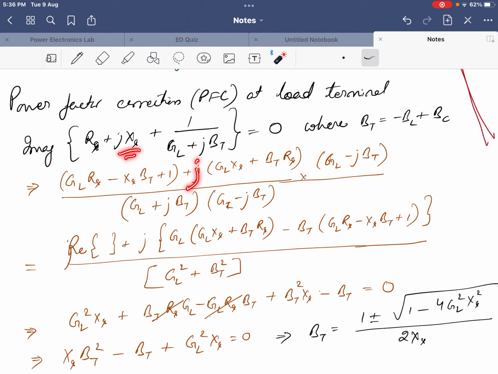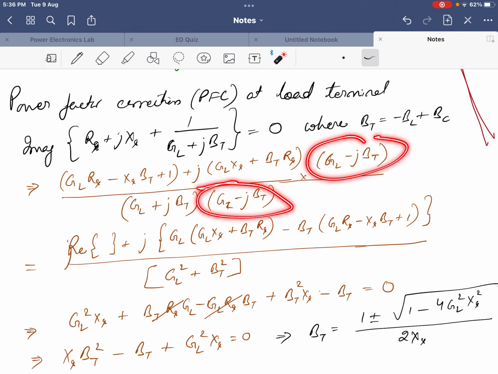Then we can take the imaginary term J, like when we multiply X with GL, or when BT is multiplied with RS. So these imaginary terms will be at one end, and at the bottom we have these terms over here. If we multiply the complex conjugate in both the top and the bottom, the bottom part will be a square term, and at the top we'll have this GL term multiplied with all those things.